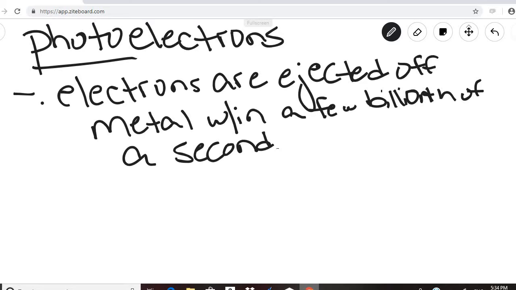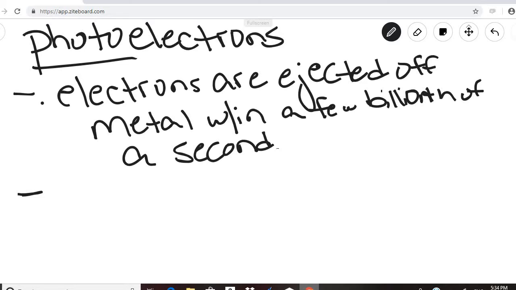If light is a wave, the electrons should have to soak up energy, and that takes time. The fact that they are ejected so quickly doesn't really fit with the idea of light being a wave. Also, the lower the intensity of light, the more time it should take, and yet it's been shown that it doesn't matter how intense the light is, the electrons are still emitted right after the light hits the metal. So this isn't consistent with light being a wave.